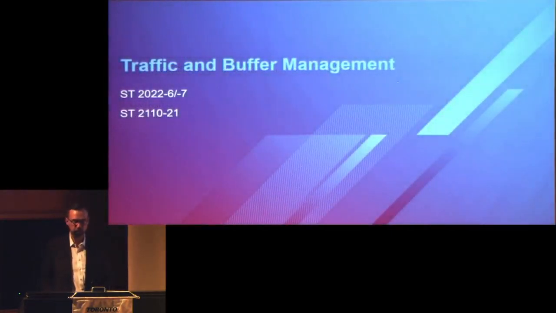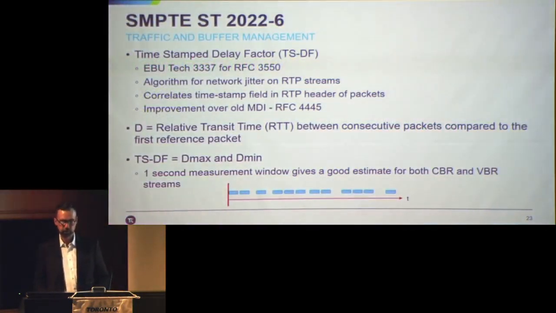Let's focus a little bit on traffic and buffer management. 2022-6 does have a new measurement. It's called a timestamp delay factor. Remember I talked about MDI for IP jitter in transport networks? Well, this is a better version because it looks at the RTP headers and the timestamps in those headers. It's a 1 second moving window that gives you an idea of how jittery your network is.